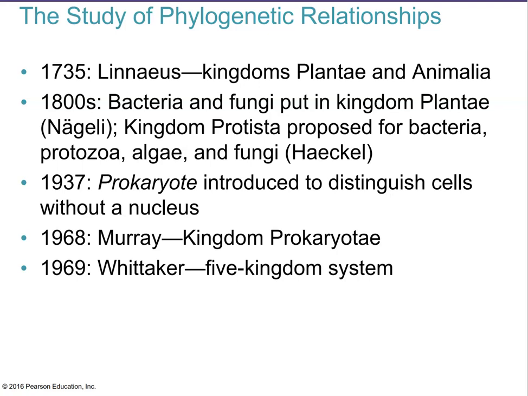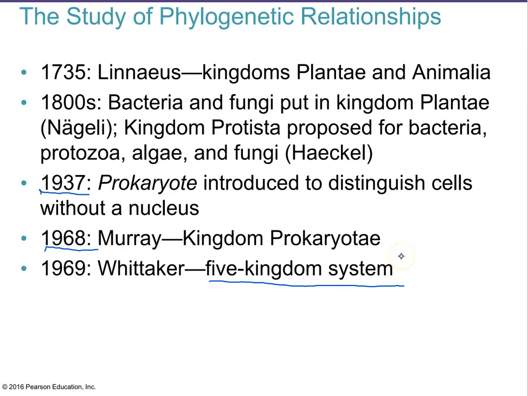And it wasn't until 1937, so it's not even 100 years ago, that the prokaryote was sort of introduced as its own kingdom to distinguish cells without a nucleus. And not until 1968, the kingdom of the prokaryote. And then we had in 1969 the 5 kingdom system, and that is now sort of overhauled with the 3 domain system based on sequencing similarities.